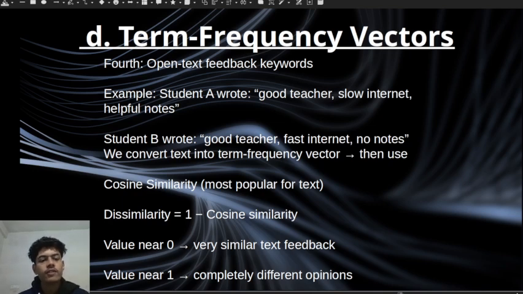Now with term frequency, our example: Student A wrote good teacher, slow internet and helpful notes. Student B wrote good teacher, fast internet, no notes. That is their feedback towards the college or the department. We convert text into a term frequency vector, where we make clusters of that, and this is a more hybrid topic we will see in our future videos, where we will see the cosine similarity, where dissimilarity is 1 minus cosine similarity. This is also calculated in our previous video. You can go for that. That is, I think, part A, question 2.